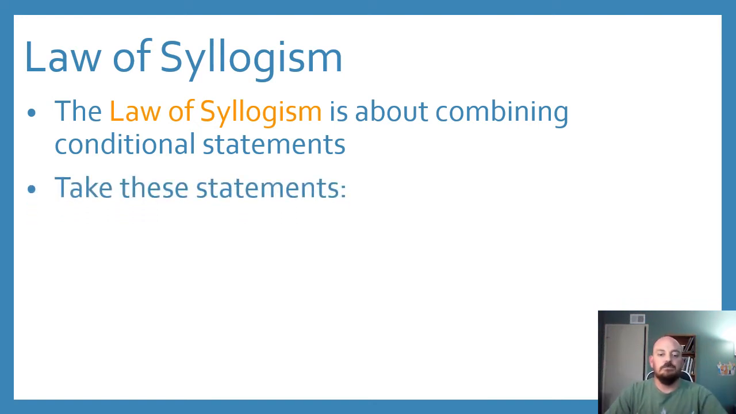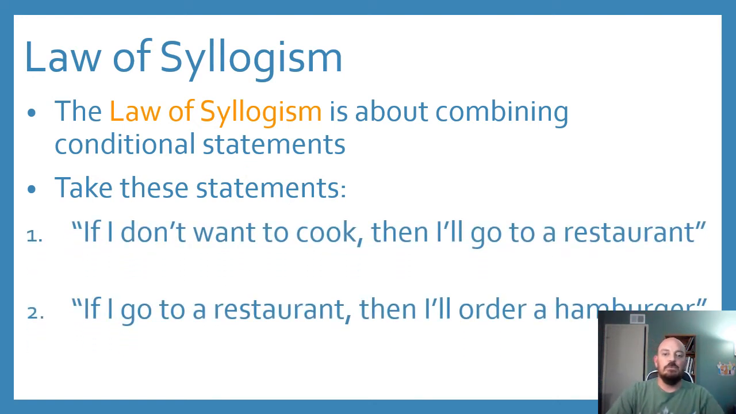So let's take these two statements right here. Let's say I told you, if I don't want to cook dinner tonight, then I'm going to go to a restaurant. Okay, that's me saying that. It's a definite true statement. It's 100%. If I don't feel like cooking, I'm going to go to a restaurant. Let's just accept that as a true statement.